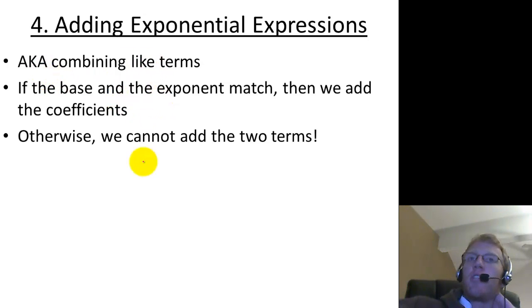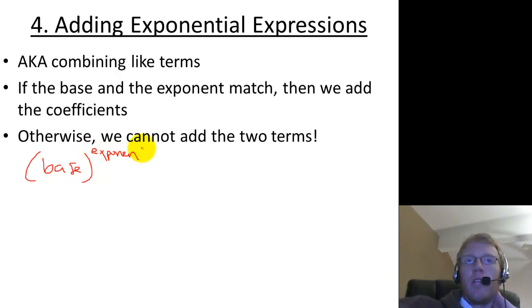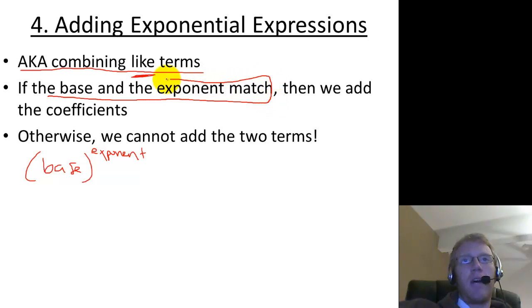So if you remember, an exponential expression is just something that has a base, which is the number that you multiply over and over, and you're raising it up to an exponent as the power, and the exponent tells you the number of times that you multiplied. So the rule for adding exponential expressions is it's just like combining like terms. In order for the exponential terms to be considered like terms, both the base and the exponent have to match. Okay? And if they do, then you add the coefficients, and if they don't, then you can't do it. So I'll do some examples right here.